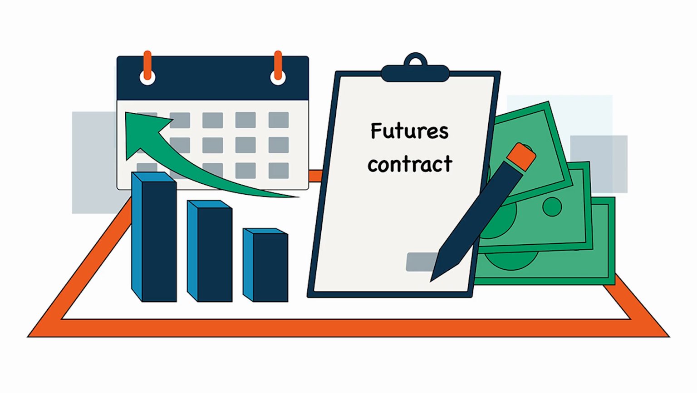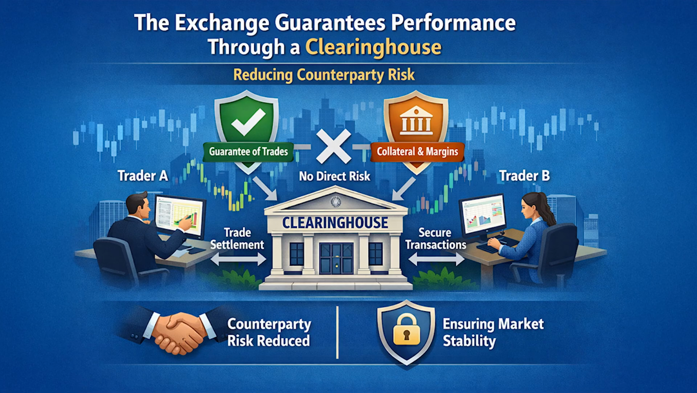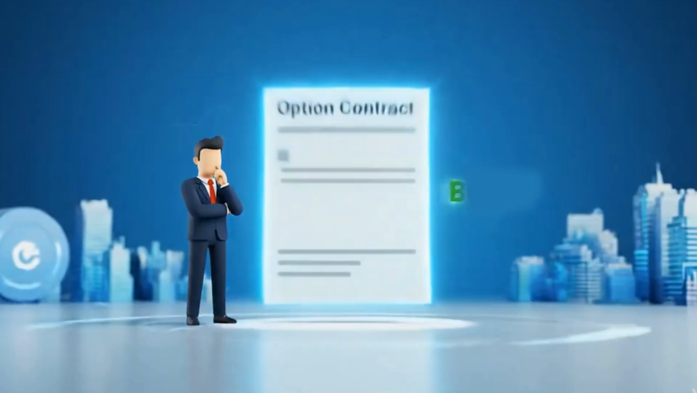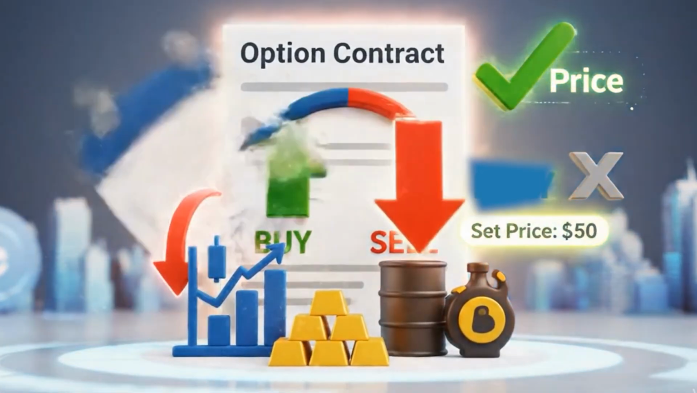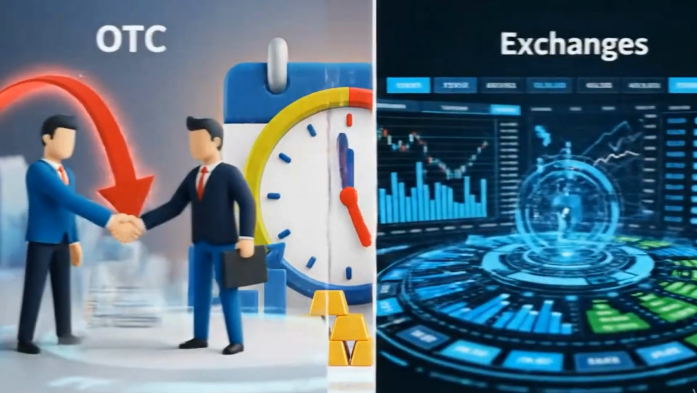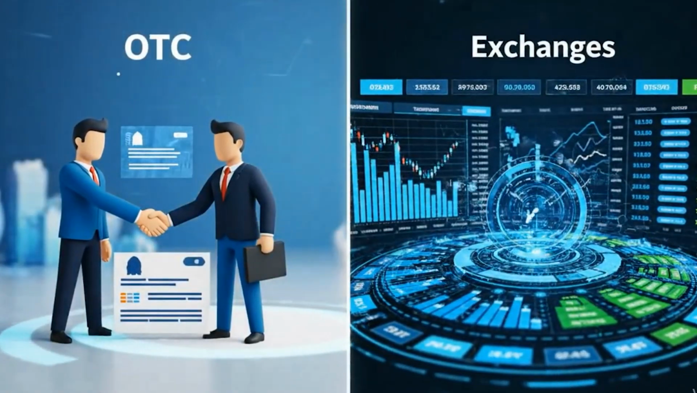Futures contracts. These are similar to forwards, but standardized and traded on an exchange. The exchange guarantees performance through a clearinghouse, reducing counterparty risk. Options. Options give the buyer the right, but not the obligation, to buy or sell the underlying at a set price on or before a specified date. These can be traded both OTC and on exchanges, giving flexibility.